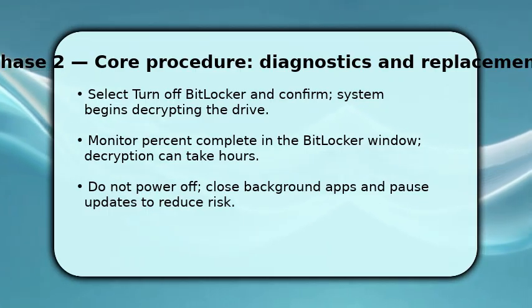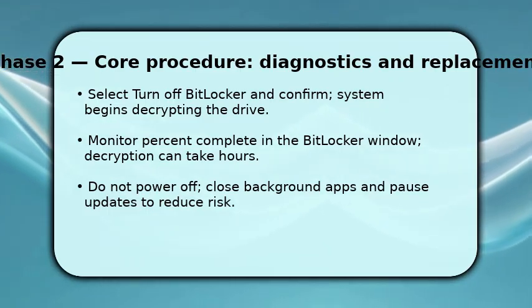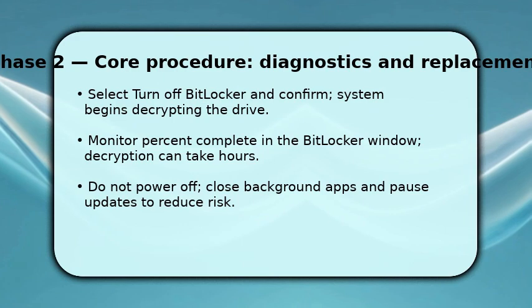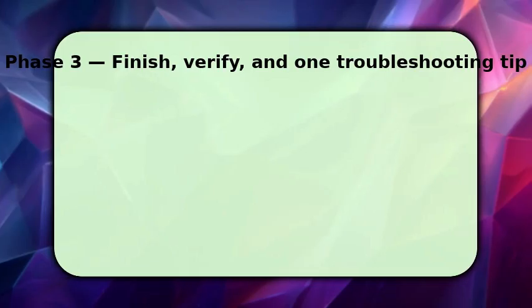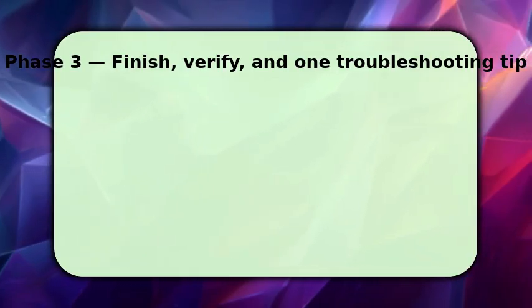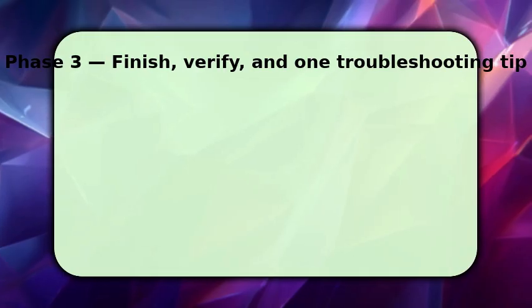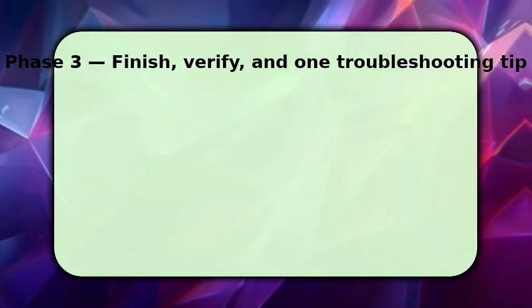If prompted to restart, allow it immediately. Windows will resume decryption after reboot, maintaining continuity. When decryption reaches 100%, confirm that BitLocker status is off in Control Panel. You can now remove saved keys from your Microsoft account if desired.